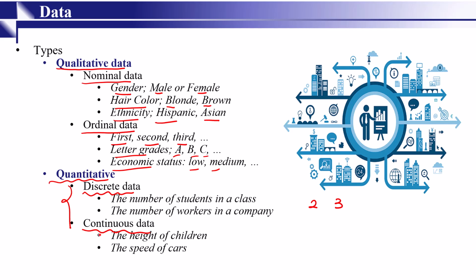However, for the case of continuous data, they are measurable values that can take any number within a range. For example, height of children. For example, from 150 centimeters to 160 centimeters, how many possible heights are there? Infinity. Or the speed of a car, infinity, right? So they are quantitative and continuous data.